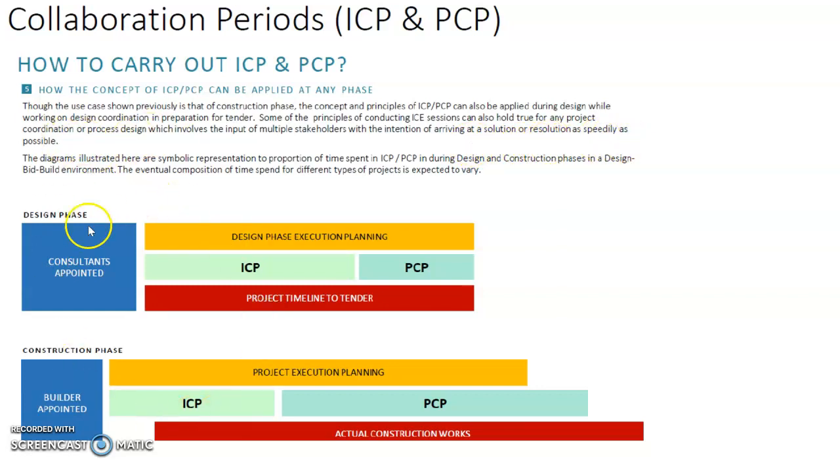The diagrams below illustrate the symbolic representations of the proportion of time spent in ICP or PCP during the design or construction phases in a design, bid and build environment. The eventual composition of time spent for different types of project will then be expected to vary depending on the project complexity. This is for the design phase, and this is for the construction phase.